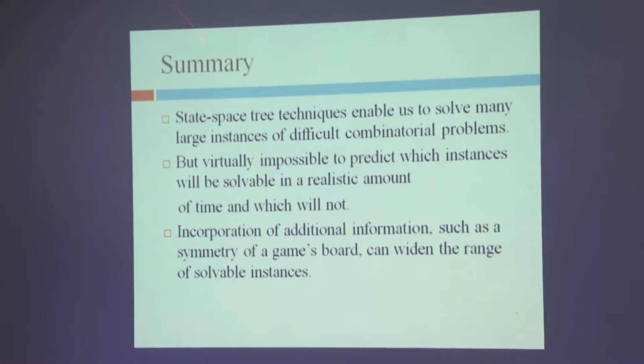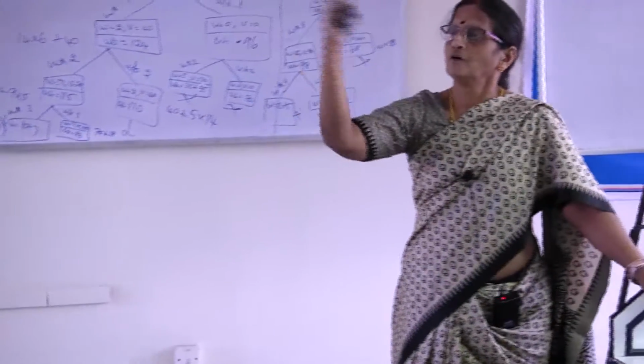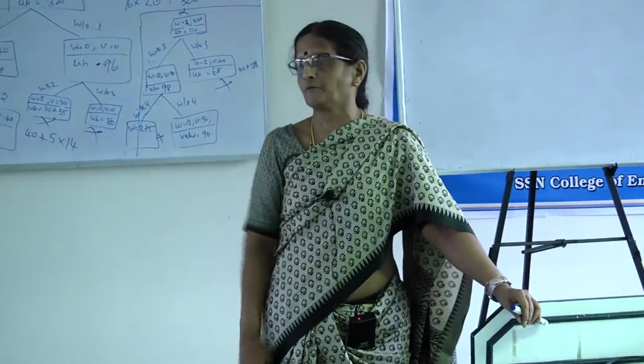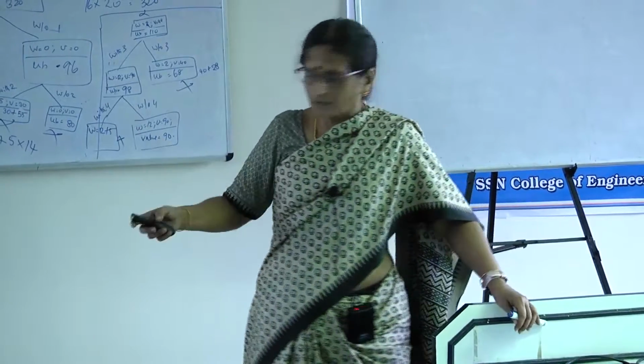Incorporation of additional symmetry of the game board, that I forgot to mention. In your 8 queens problem also, you got one solution, isn't it? Can you get another solution using the symmetry of the board? Yes. Take the reflection, you will get it. Take one solution. If you are placing the first queen in the second column of the first row, you place the queen in the seventh column of the first row. Reflection. So that is because of the symmetry. So you can solve more. That I forgot to mention.